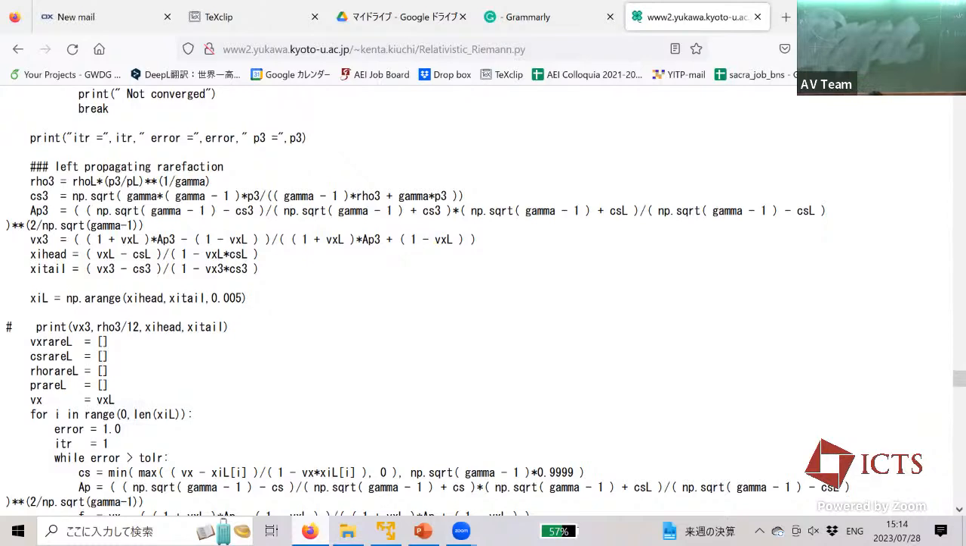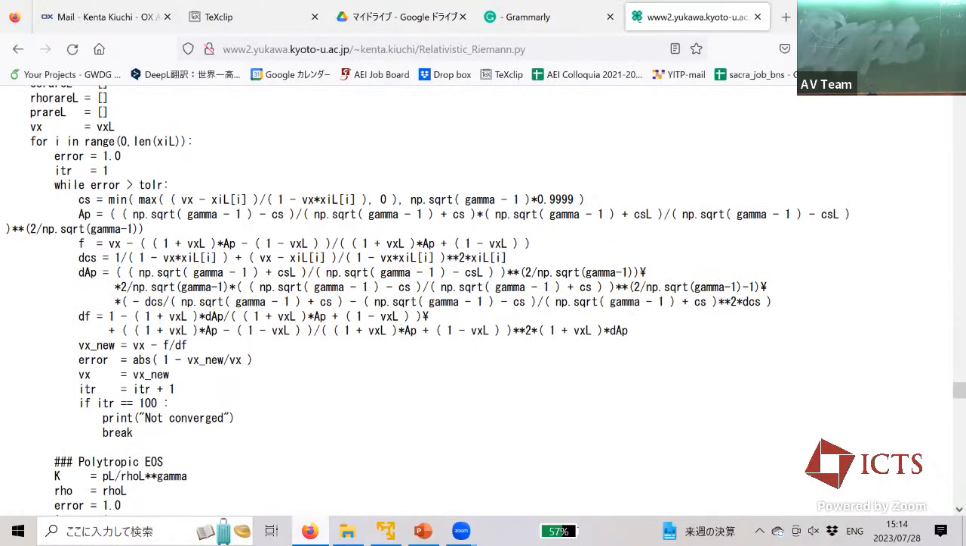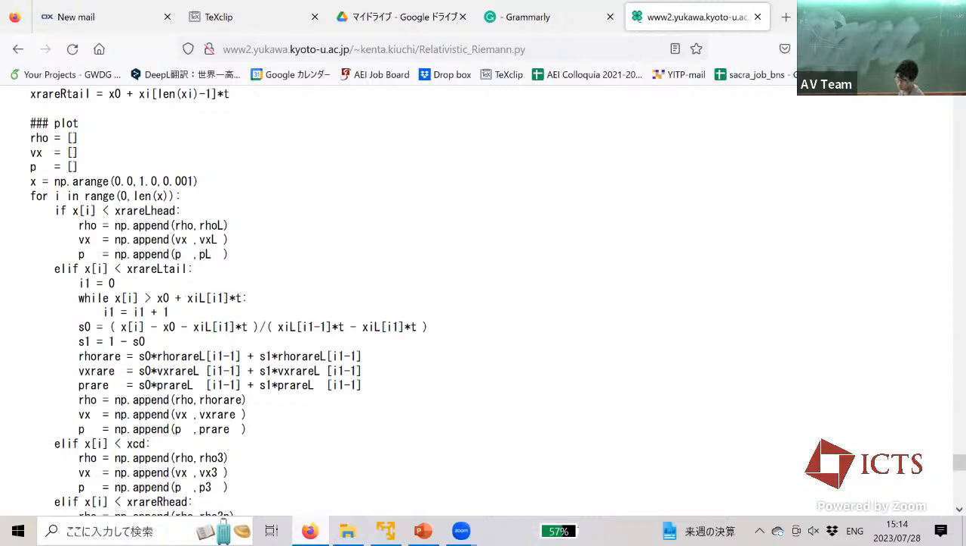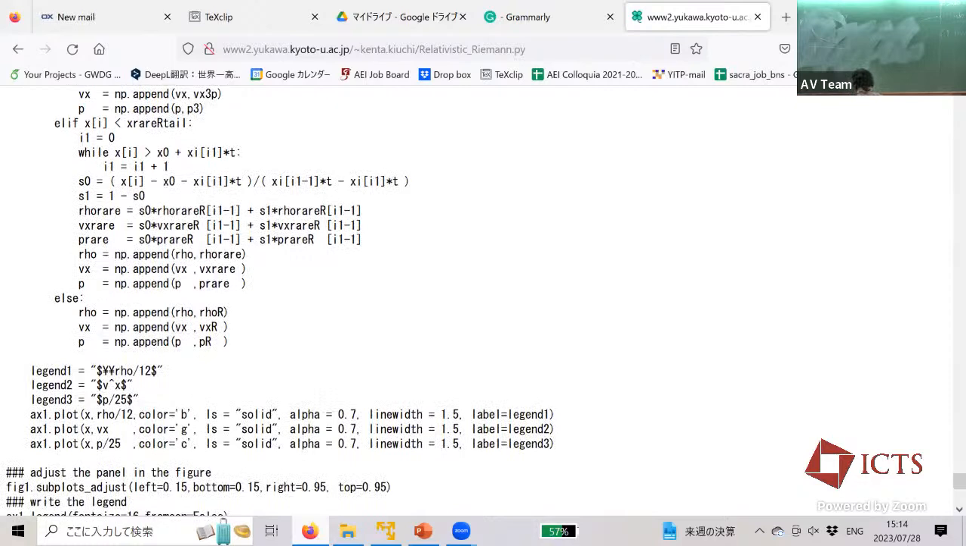I won't explain the details, but you calculate the internal structure of the left and the right propagating rarefaction waves. Then this is the right state. And finally you plug this solution into the arrays of rho, Vx and P. This is a complete solution for the Riemann problem for arbitrary values.